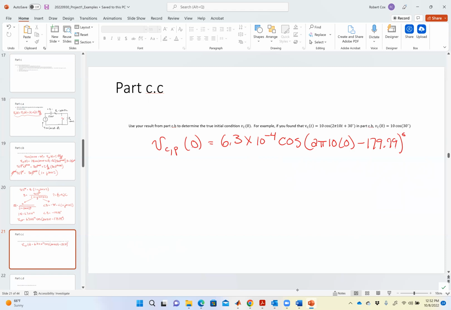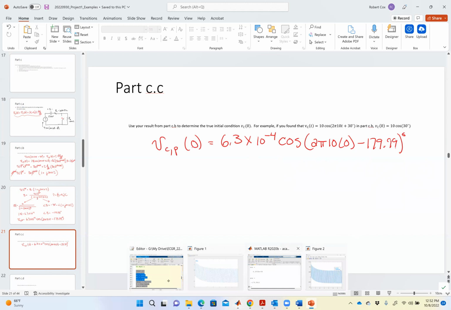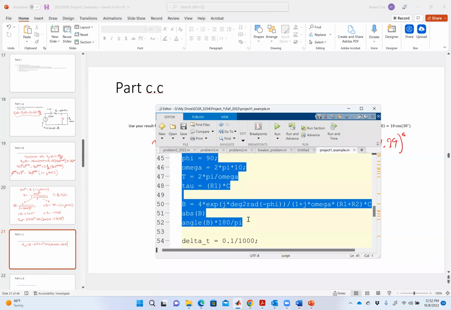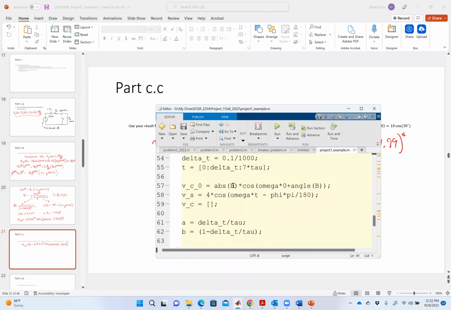Now, the way that I did that in my MATLAB code is I said, all right, now my new initial condition is the magnitude of B cosine omega times 0 plus the angle of B. Notice I said angle of B because I know that's going to be a number in radians.